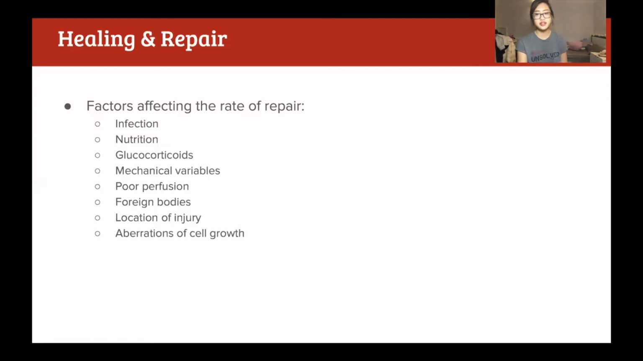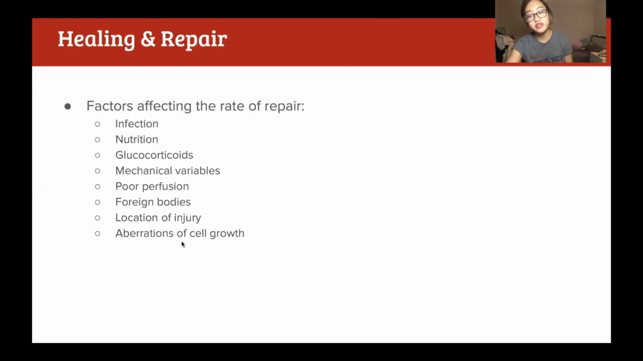So yeah, that too. And then poor perfusion. Remember that everything that's happening to your cells requires oxygen, requires other cell mediators, requires signals and stuff. And all of this has to be transported by blood. So if you don't get a steady bloodstream to that area, then you aren't going to get the necessary materials that you need to heal that area, and healing is not going to happen.